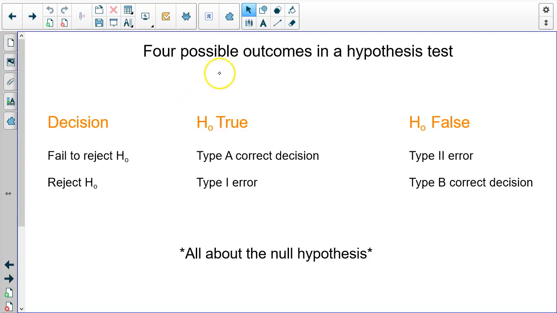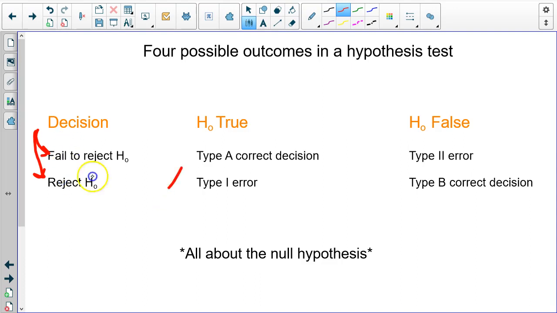All right, so there's 4 possible outcomes in a hypothesis test, okay? And notice these are all about the null. So whenever you make your decision, it's always about the null. And that's what I call these 2 things the decision, either fail to reject or reject. So you'll hear me say, state the decision and then state your conclusion, and I'll show you what that is later on in the notes today. But when I say decision, I mean these 2 things, okay?